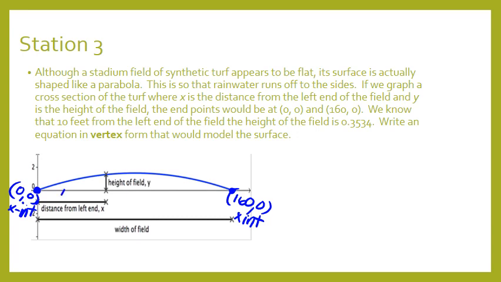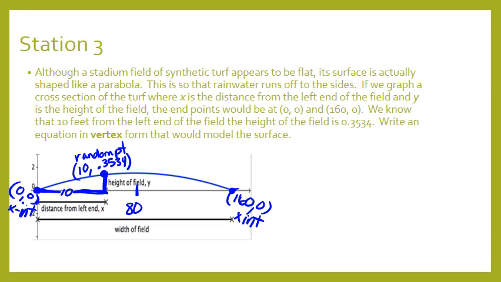We know that 10 feet from the left, we reach a height of 0.3534. Now take a look. Does that look like it's my vertex? They didn't mention anything about a vertex or a maximum or halfway. And if I look, halfway doesn't make sense because halfway would be 80 if the length is 160. So in this case, what that means is this is just a random point. This is a point of (10, 0.3534). So we're going to use that as our random point.